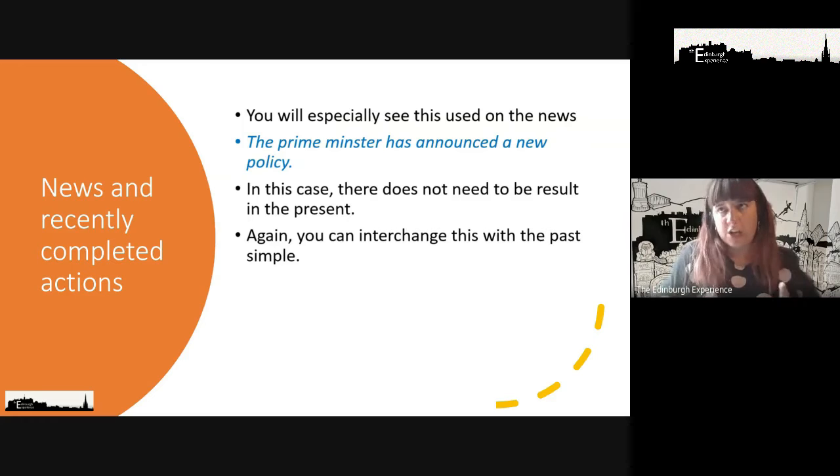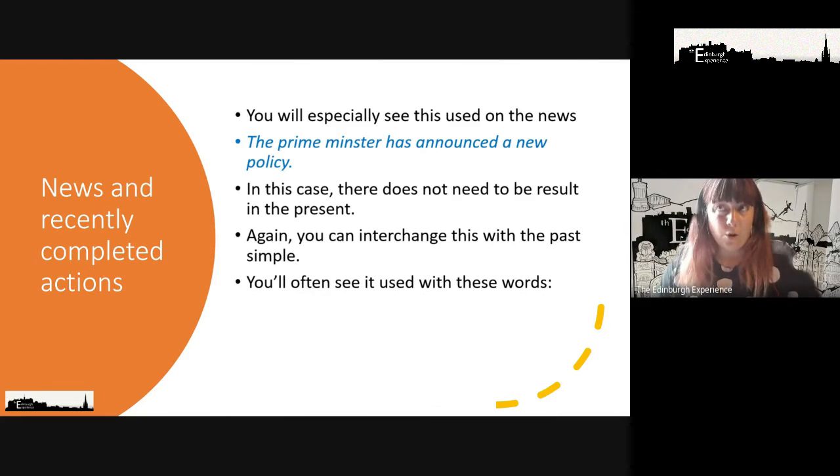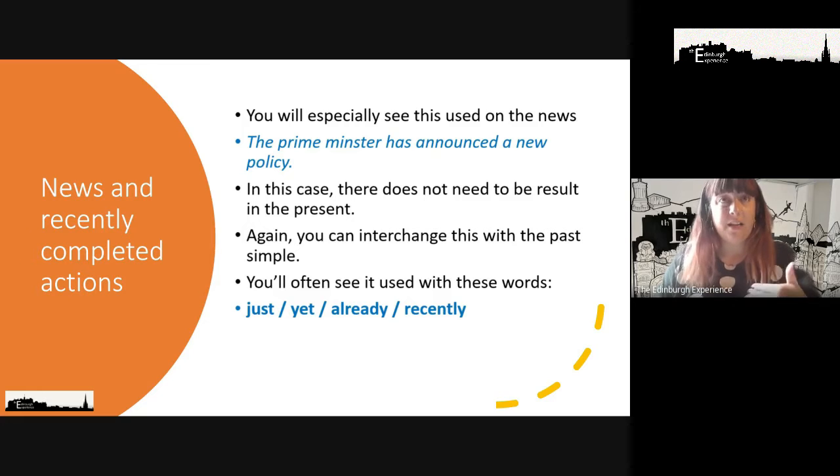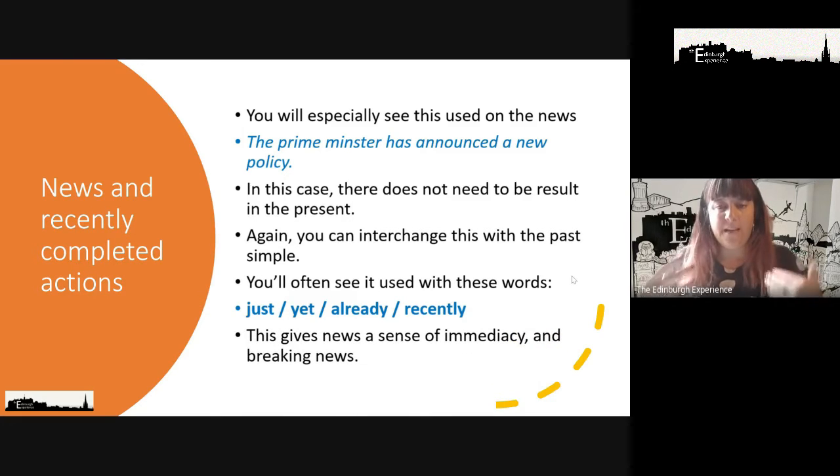Again, we could interchange this with the past. Yeah, so I could say the Prime Minister announced a new policy, and that would also be correct. And very often, you'll see it with the words just, yet, already, and recently. And the reason we use that with the news is it gives this idea of immediacy, okay, or breaking news, yeah? So, if someone has said the Prime Minister has just announced a new policy, it makes the news report sound like it's very relevant, very important, and very recent. And that's why you'll very often see it used in media like this.